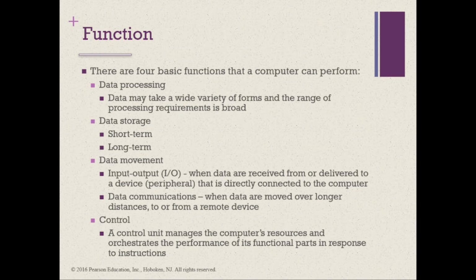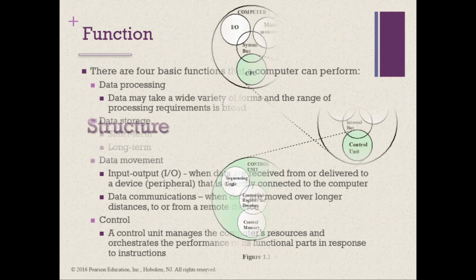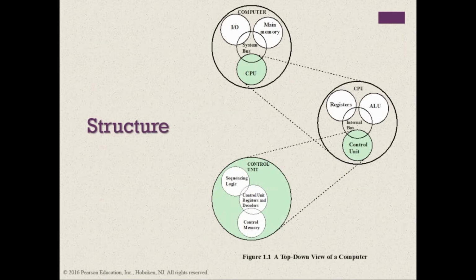Next we have control. Within the computer, a control unit manages the computer's resources and orchestrates the performance of its functional parts in response to those instructions. As I have already mentioned, figure 1.1, on the next slide, is a top-down view of a computer. We now look in a general way at the internal structure of a computer. We begin with a traditional computer with a single processor that employs a microprogrammed control unit.